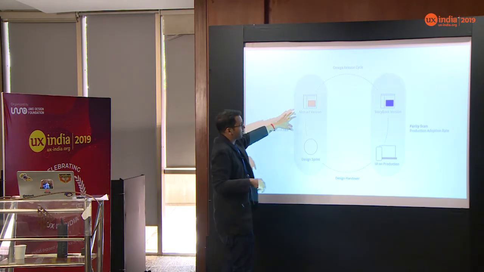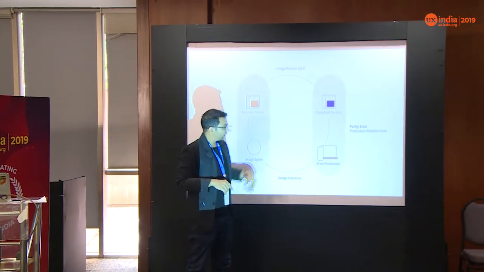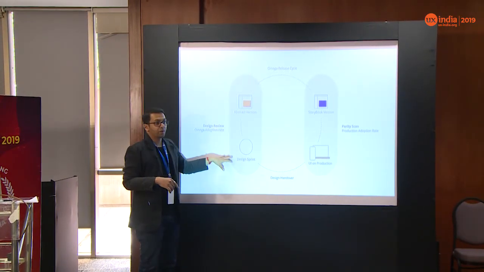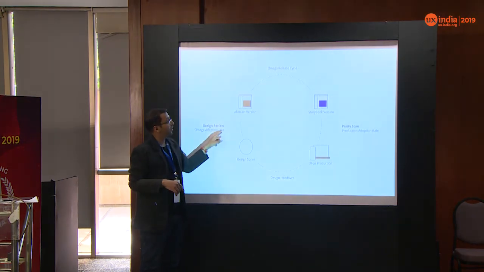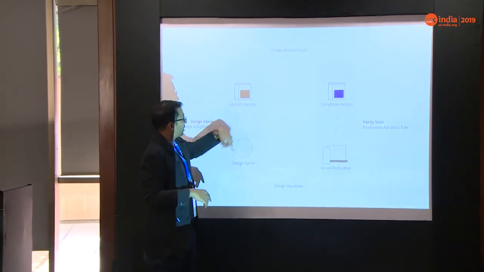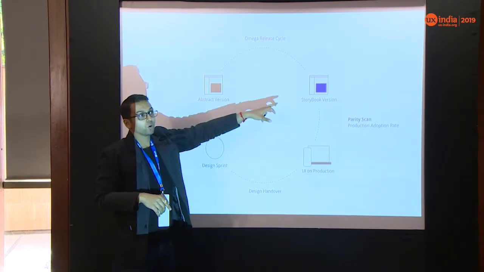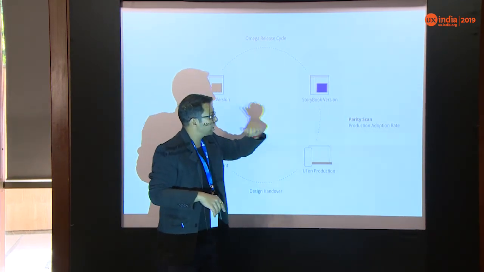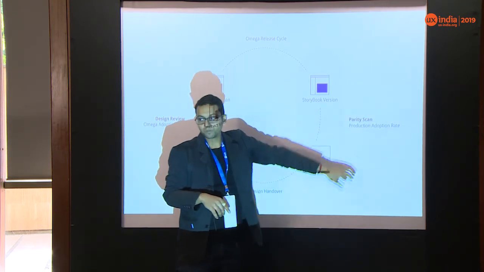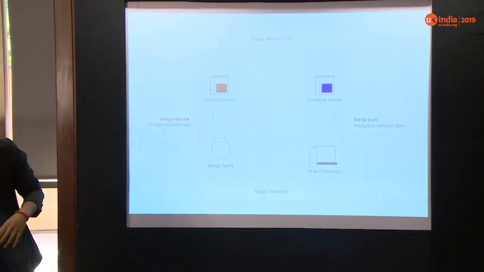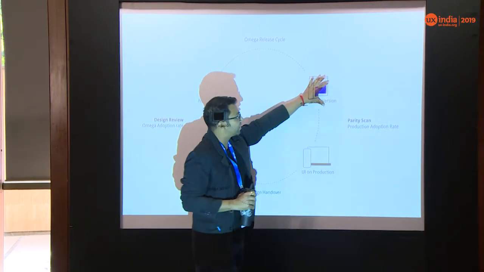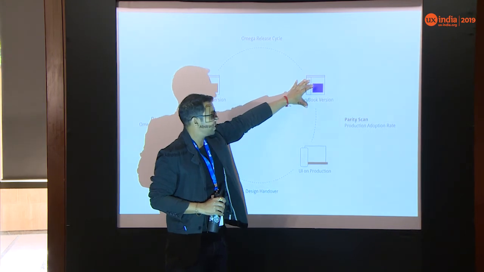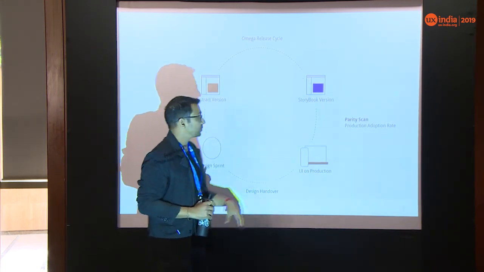So we have an Abstract version, we have a Storybook version, we have UI on production, and this is a design sprint, right? And there's a review that happens between this and this, which is the adoption rate. Then in the process of evolving, there's a release cycle which goes and updates the Storybook version. Then there's a parity scan. This is very difficult stuff to do, but actually it's possible. We have not done it yet, but it's in the pipeline: understanding how much of the design system we see on Storybook is on production, right?